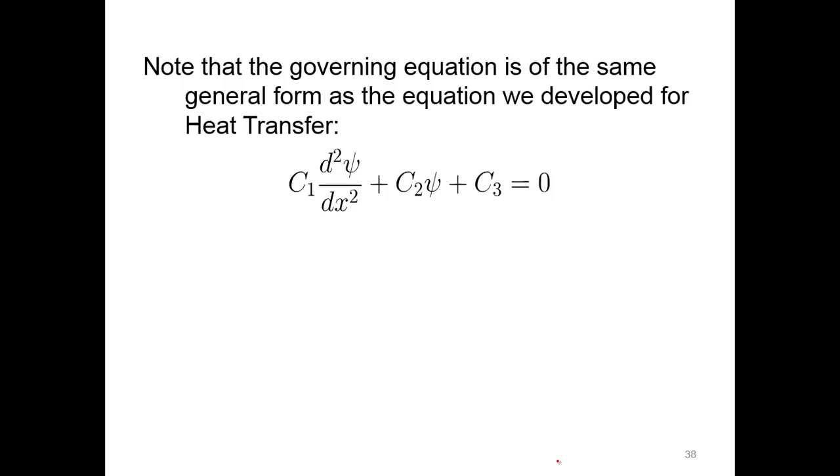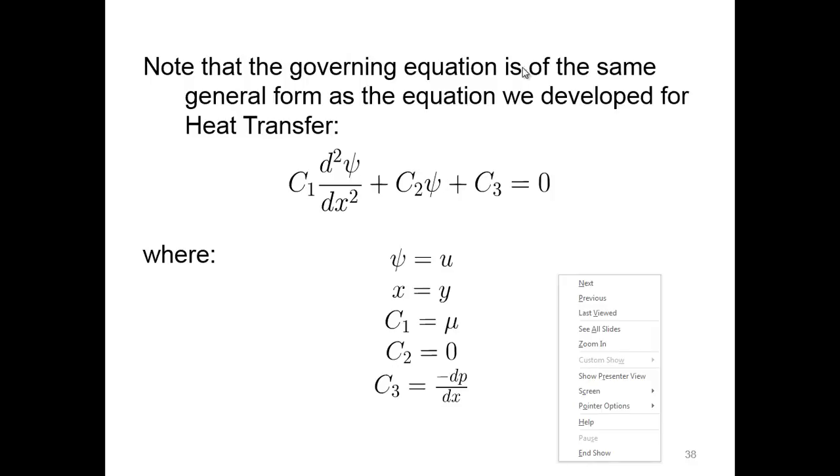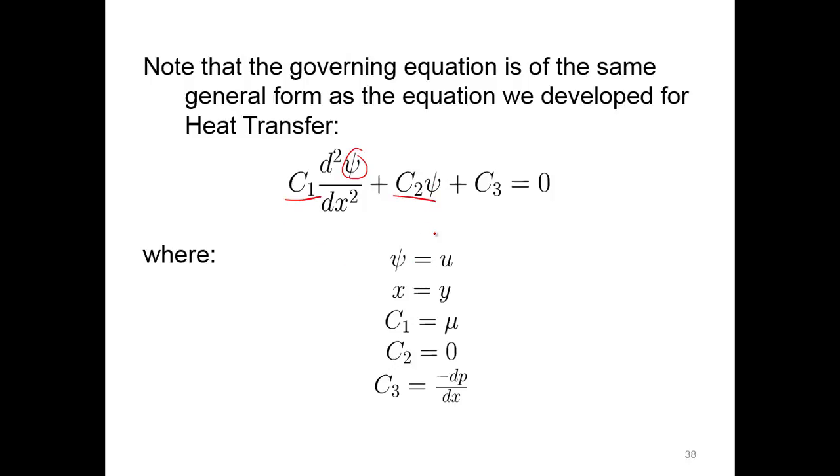So that looks good. Note that the governing equation is the same general form as the equation we dealt with for heat transfer. We had the second derivative of psi with respect to x times the first coefficient, plus the second coefficient times psi, plus the third coefficient. In our case, psi is equal to u, the velocity. x is equal to y, since we're changing in the y direction between the two plates. C1 is our mu, viscosity. C2, we actually don't have that term at all, it's 0. And C3 is our pressure gradient, that's constant.